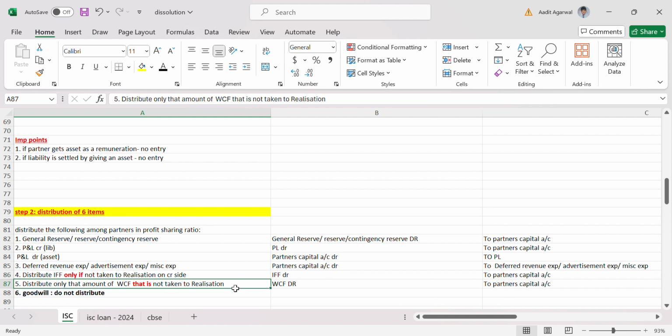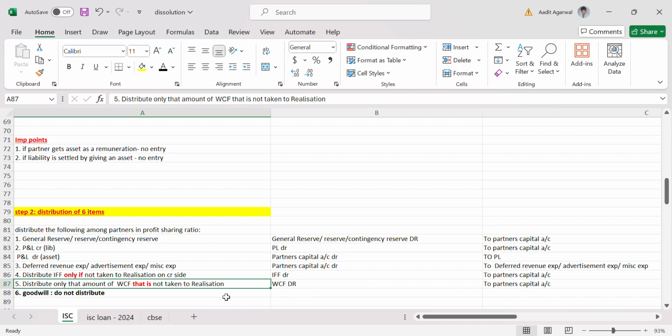For workers' compensation fund, suppose the fund in the balance sheet was 100,000, but you have shown only 60,000 on the credit side of realization. So this means 40,000 is still left, which you will distribute amongst the partners in the profit sharing ratio.